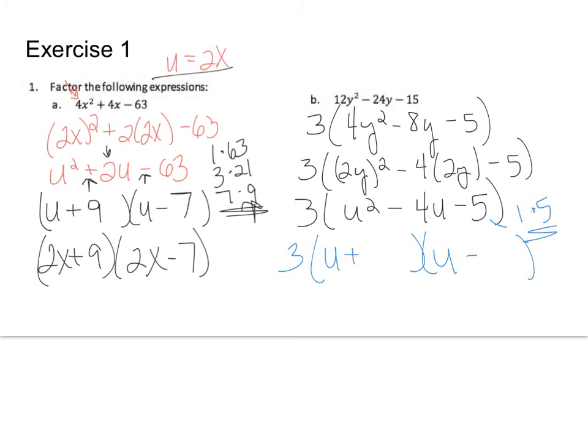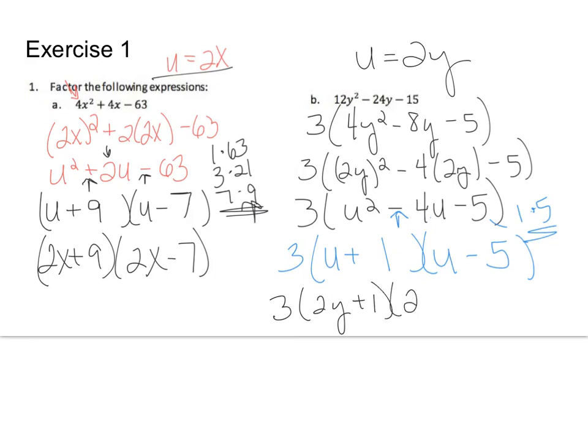So when I add these two factors together, I'm going to have a negative answer. So I want my 5 to be the bigger of the two. Because if I FOIL it, I get u squared minus 5u plus u, which gives me a negative 4 in the middle. Now let's fix that. Put the u's back in. Oh, I said u was 2y. 2y plus 1, 2y minus 5, and I am completely factored. Good job.